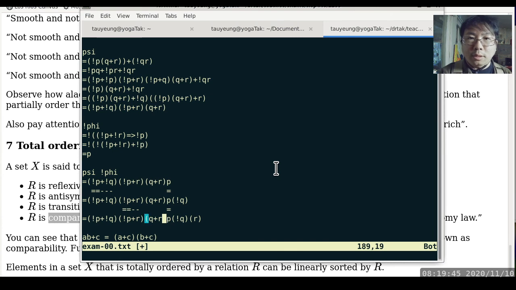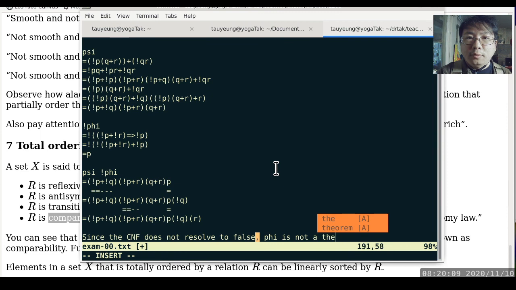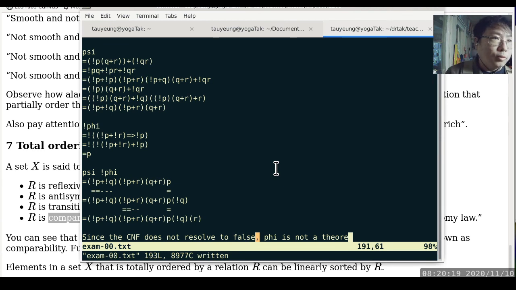There are no further resolutions readily available, and yet we are not at false. The CNF is not false. So we can say now, since the CNF does not resolve to false, phi is not a theorem. There we go. All right. So I'm pretty much done at this point with answering all the questions while explaining.